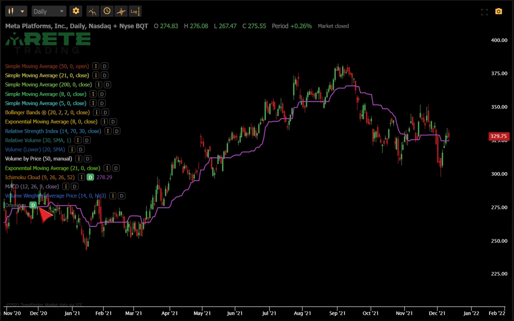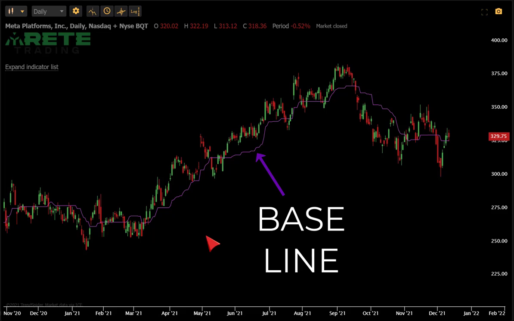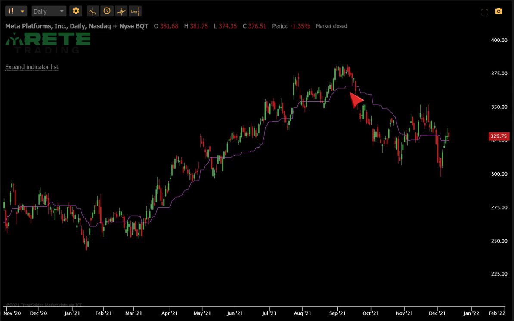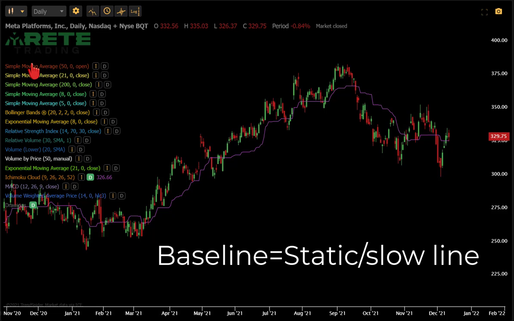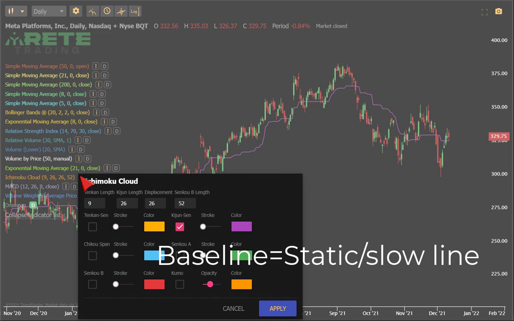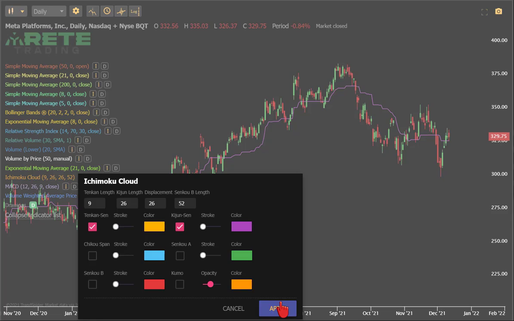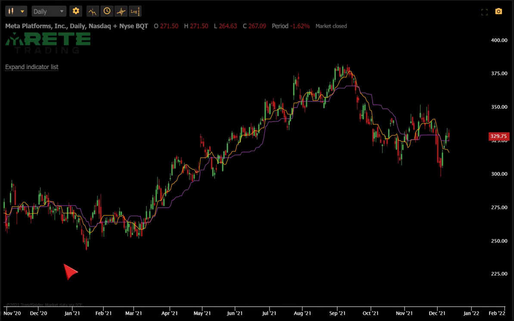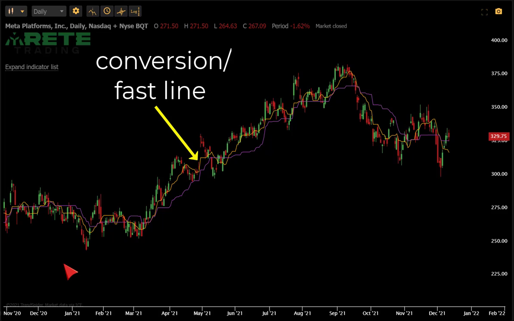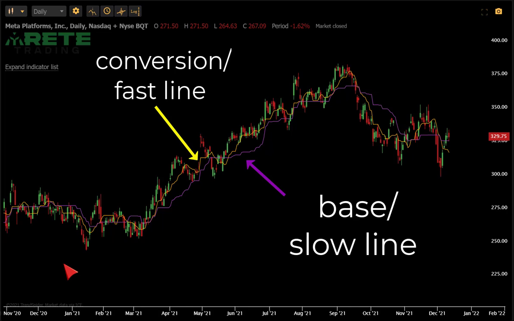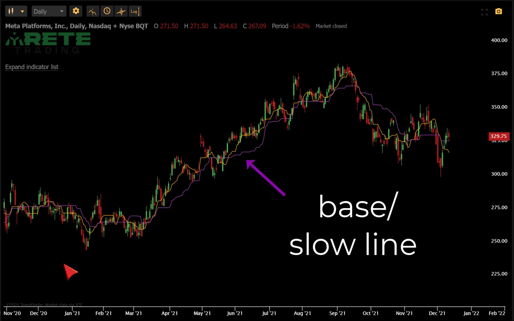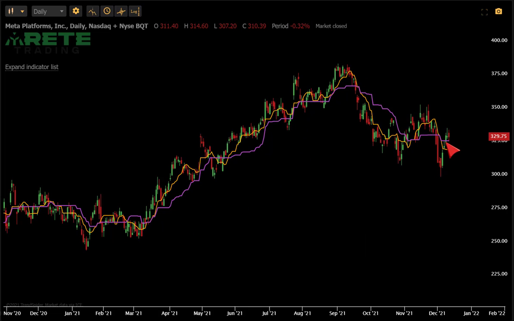This is your baseline. Your baseline essentially is a combination of what? 26 days high lows, okay? And this is what's referred to as your static or slow line. Now, if you put these two in, what you're looking at very cleanly is your conversion or fast line and your baseline or slow line. And you can see how they move and how they affect what's going on here.